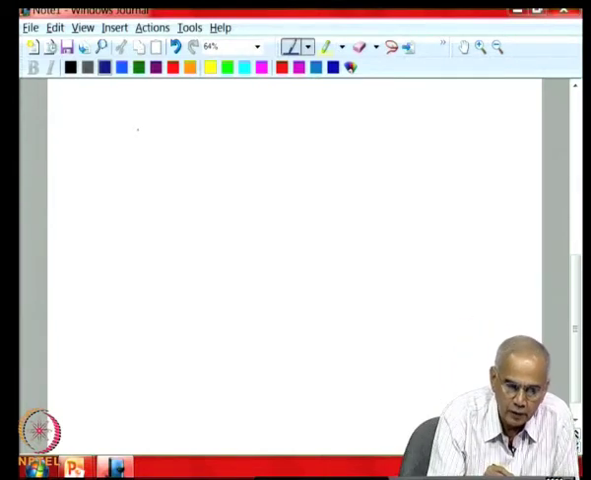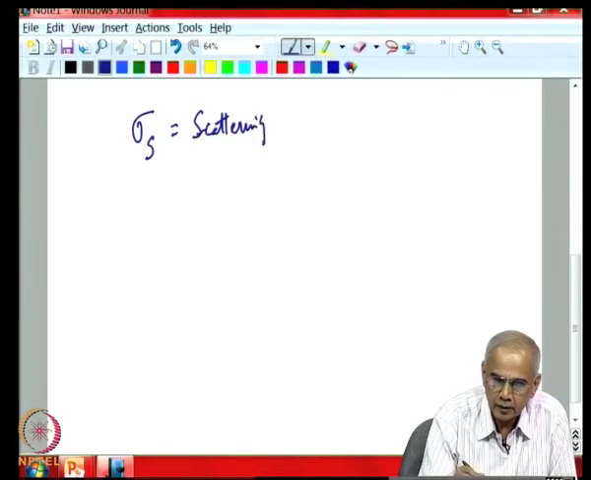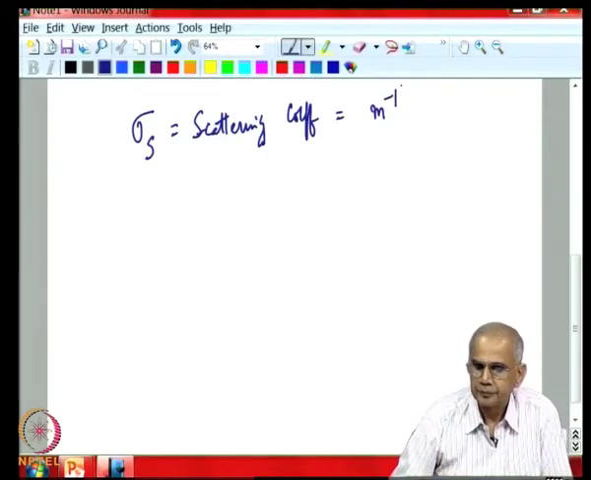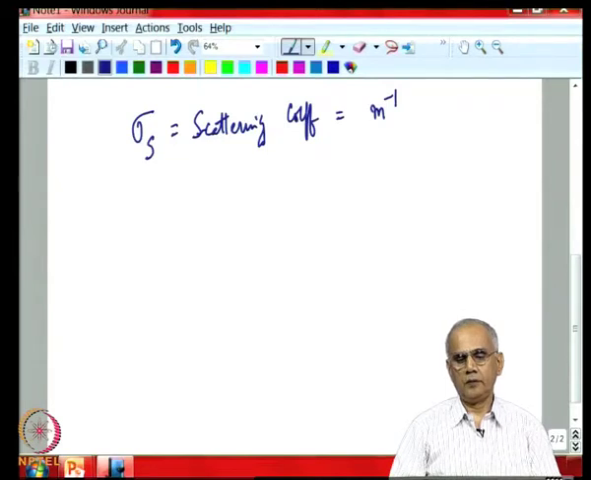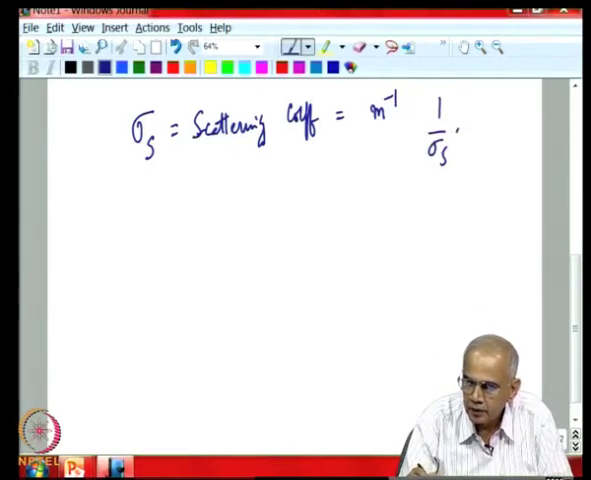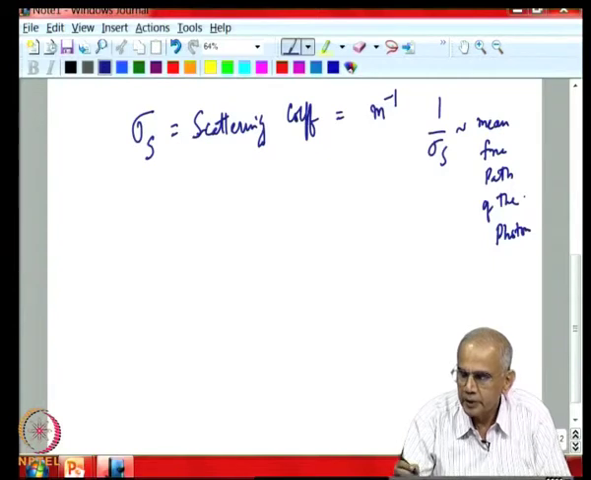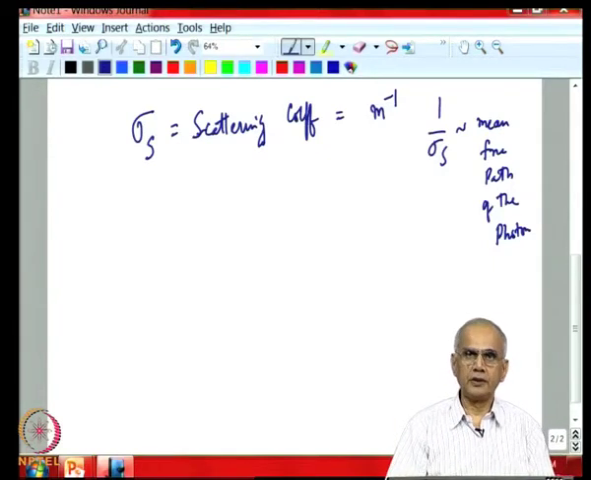Now, so far we had defined the scattering problem in terms of scattering coefficient, which was units of meter minus 1. This was our standard way of defining scattering, and we normally prefer this because 1 over sigma s is a measure of mean free path of the photon, that is the mean distance travelled by the photon before it is scattered.